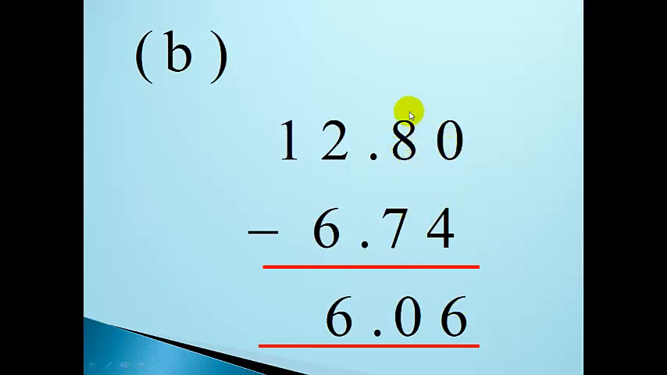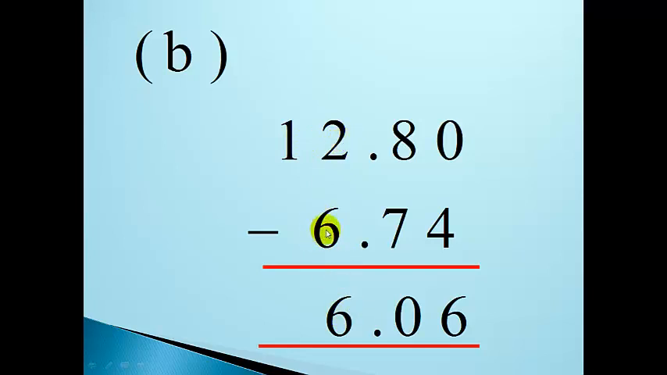Take note that you borrowed 1 from here, and so we are left with 7. Now 7 minus 7 will give us 0. Don't forget your decimal points. Before the decimal point, you have 12 here, and that's the whole number. And before the decimal point here, you also have 6, and that's the whole number. So when we subtract the 6 from 12, the answer is 6.